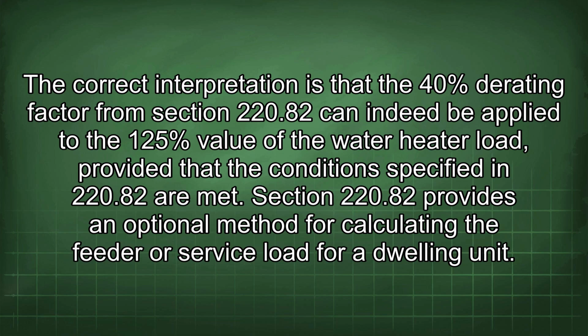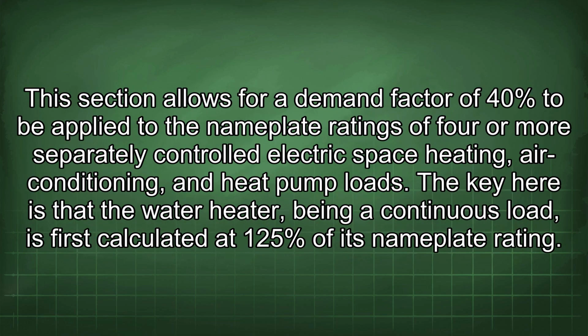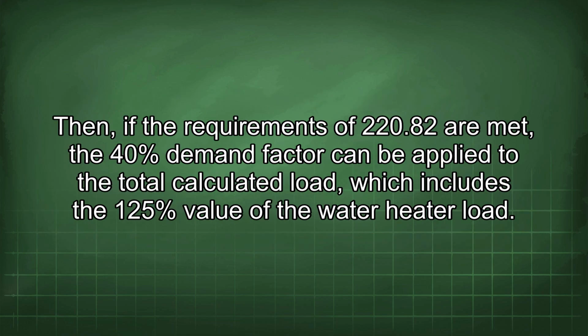Section 220.82 provides an optional method for calculating the feeder or service load for a dwelling unit. This section allows for a demand factor of 40% to be applied to the nameplate ratings of 4 or more separately controlled electric space heating, air conditioning, and heat pump loads. The key here is that the water heater, being a continuous load, is first calculated at 125% of its nameplate rating. Then, if the requirements of 220.82 are met, the 40% demand factor can be applied to the total calculated load, which includes the 125% value of the water heater load.